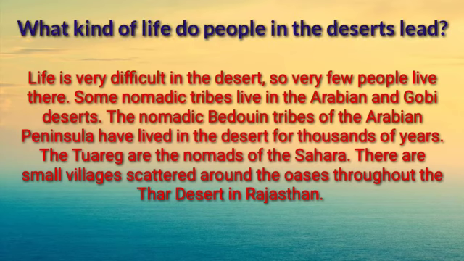What kind of life do people in the deserts lead? Life is very difficult in the desert, so very few people live there. Some nomadic tribes live in the Arabian and Gobi deserts. The nomadic Bedouin tribes of the Arabian Peninsula have lived in the desert for thousands of years. The Tuareg are the nomads of the Sahara. There are small villages scattered around oases throughout the Thar Desert in Rajasthan.